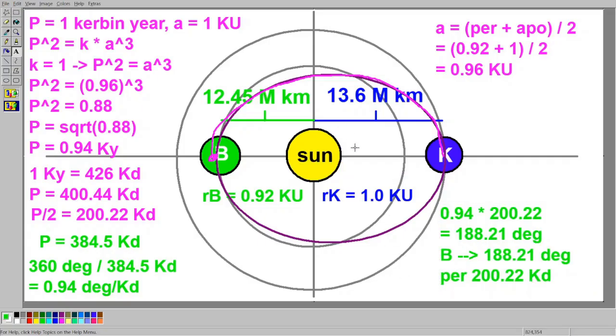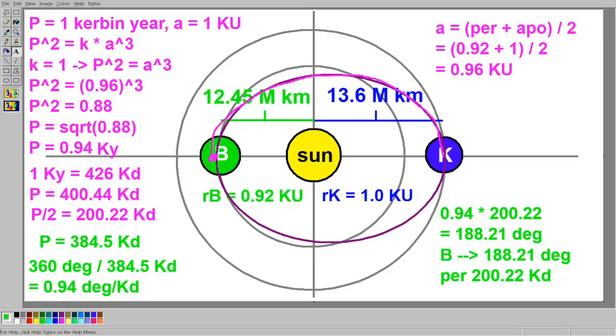That means then that at the time of our launch, Bill should be 188.21 degrees ahead of Kerbin. Right? I think that's what it means. Did I do the calculations correctly?